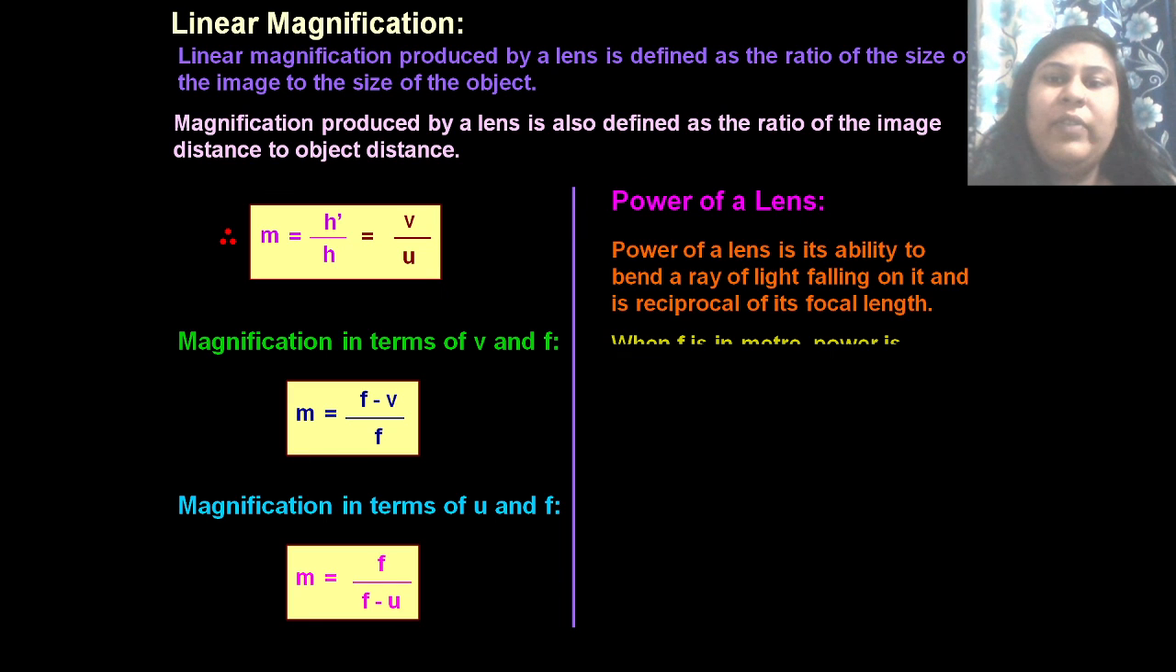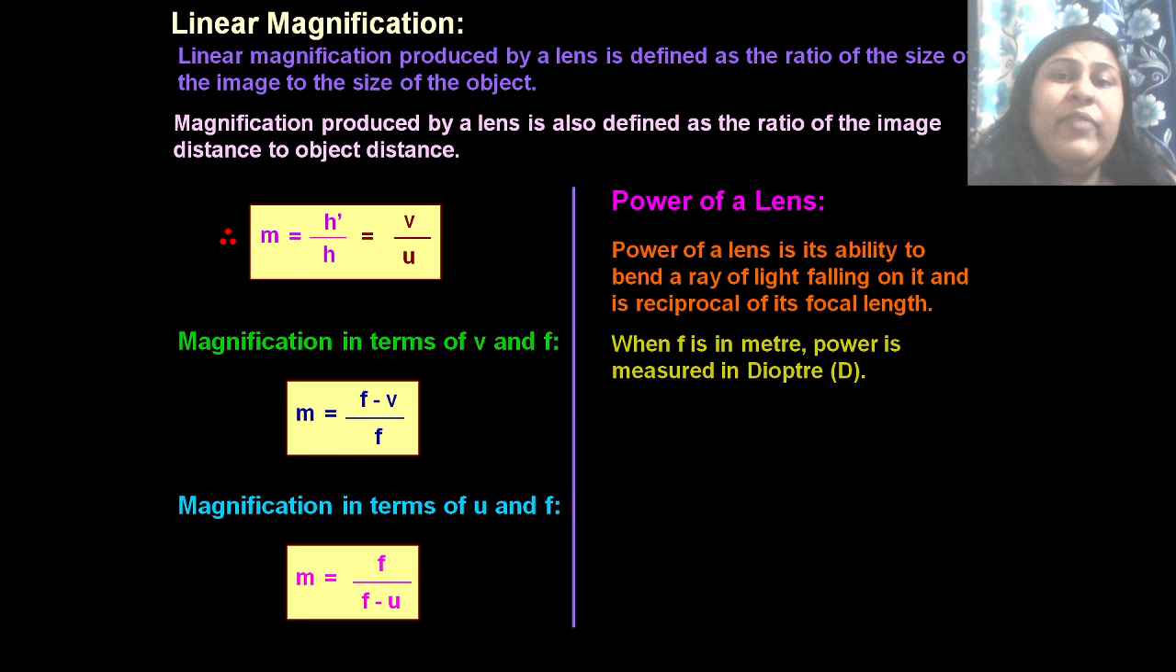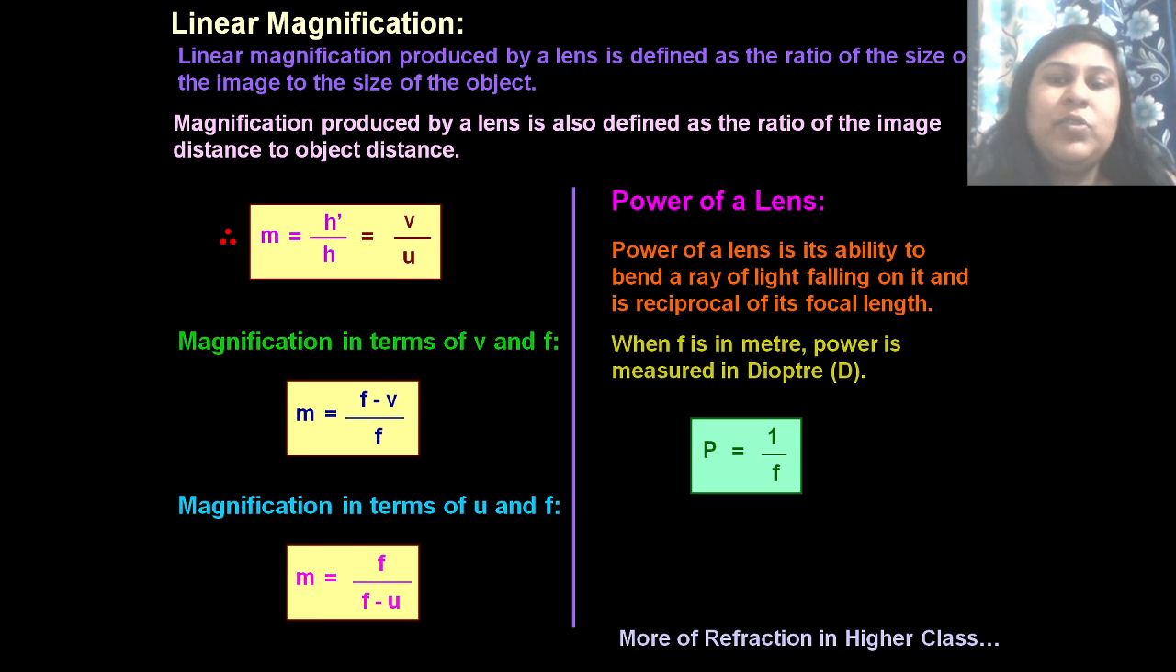Power of a lens. What is the power of a lens actually? Power of a lens is the ability to bend a ray of light falling on it, and it is the reciprocal of the focal length. It is denoted by the capital letter P. So P equals 1/f, where f is in meters. The unit of the power of a lens is known as the diopter, and it is denoted by the letter D. P equals 1/f.